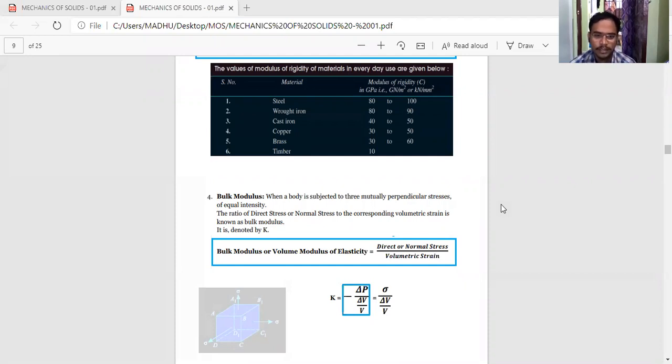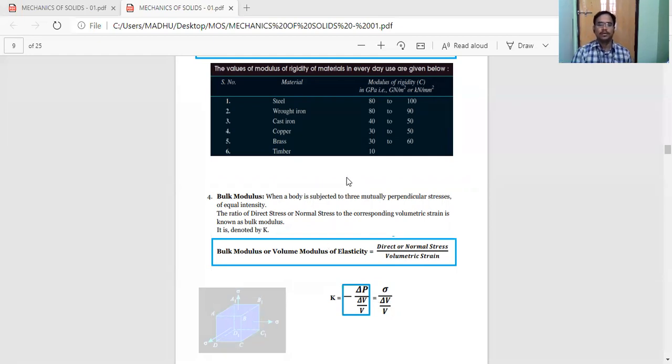When a body is subjected to three mutually perpendicular stresses of equal intensity, the ratio of direct stress or normal stress to the corresponding volumetric strain is known as bulk modulus. Now, the bulk modulus is given by the formula: normal stress divided by volumetric strain.